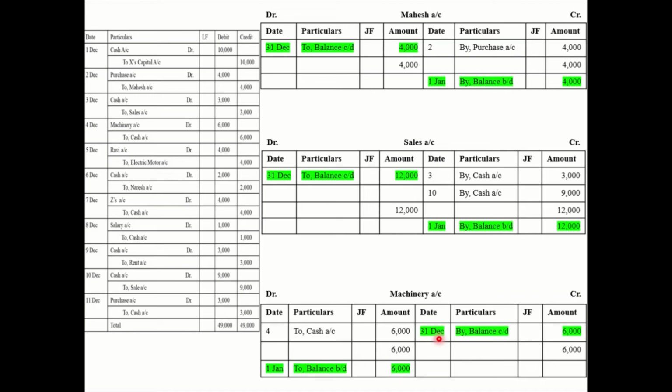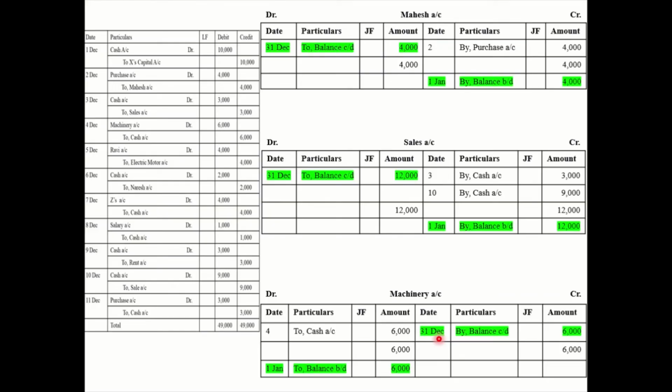After Naresh, Z's account. On 7th December, Z account entry is on the debit side. That date's credit account we record on the debit side. 7th December, to cash account rupees 4,000. To balance debit and credit we need to add a balancing amount, that is 31st December, by balance carried down rupees 4,000. Now both the sides are equal, 4,000, 4,000.